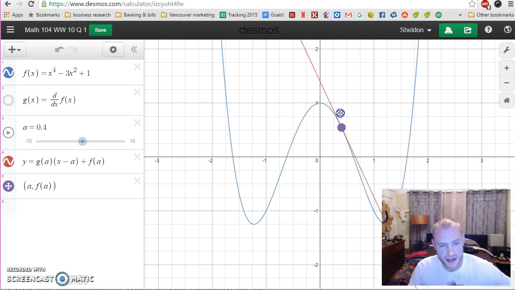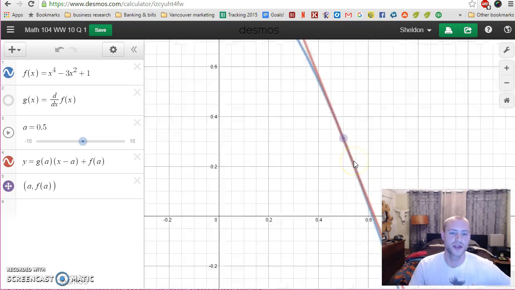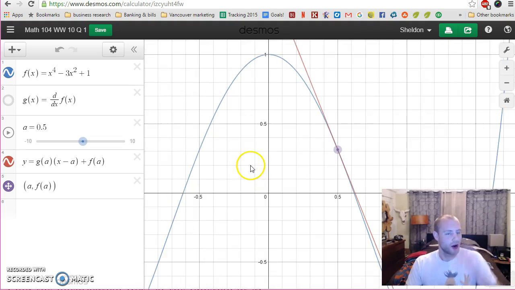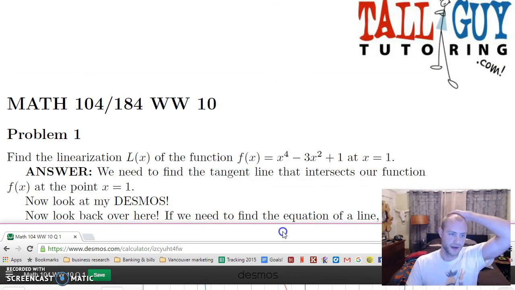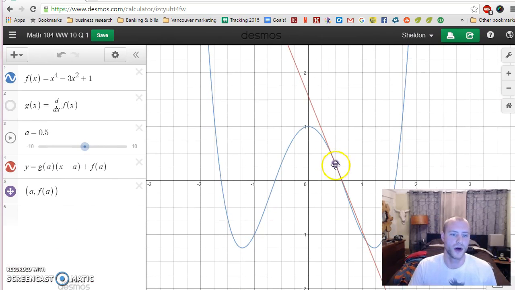I can center it somewhere else. I can center it there, and now the linear approximation only works well for x values close to 0.5. I hope that makes sense. I hope that makes it clear. What do they want in this question? They want us to find the linearization L(x) of the function at x equals 1. So we just put this point at 1. Boop, there we go.